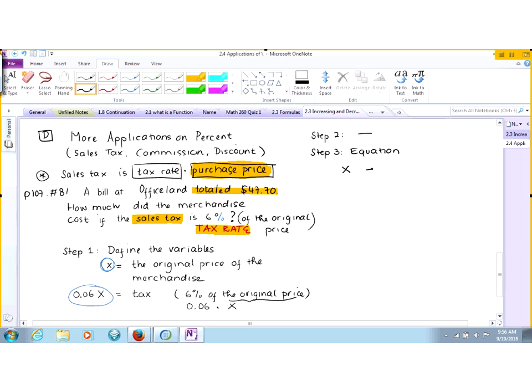So let's start with the purchase price plus the sales tax is equal to the total. Right? So this is your original price. Oh, I have to write the number here. I'm sorry, I'm supposed to put 47.70. So original price plus the sales tax is equal to the total price. Doesn't this look familiar?